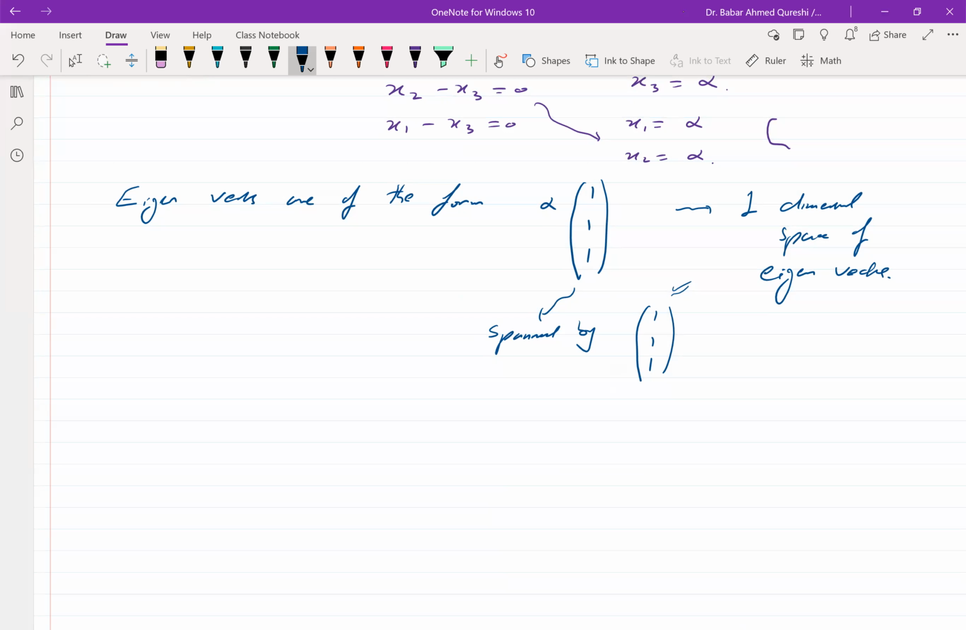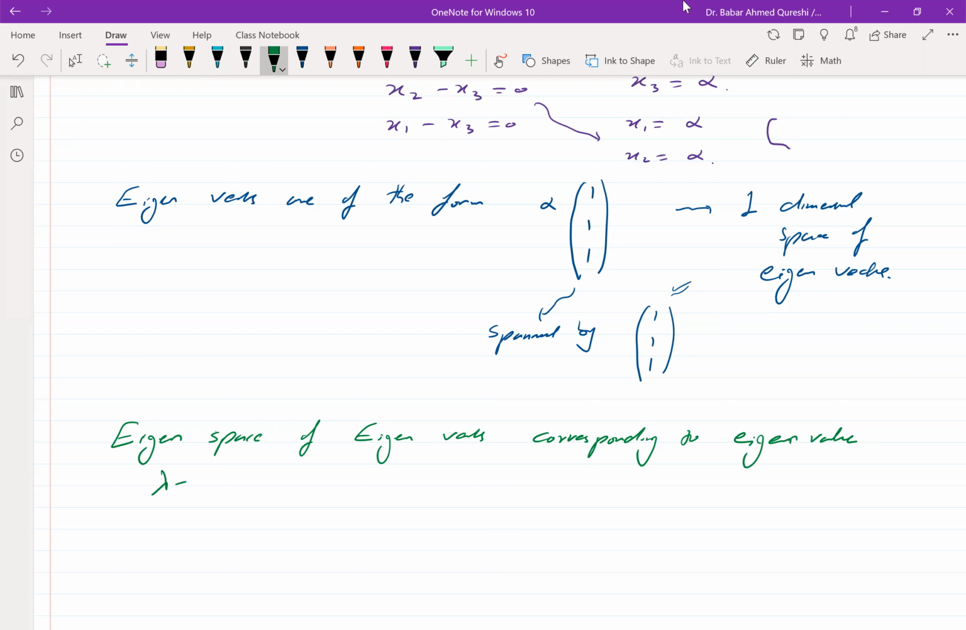So this is the eigenspace of eigenvectors corresponding to a particular eigenvalue. For each eigenvalue, you get a different space. Here, for 0, what is this space? It's this space with alpha arbitrary.